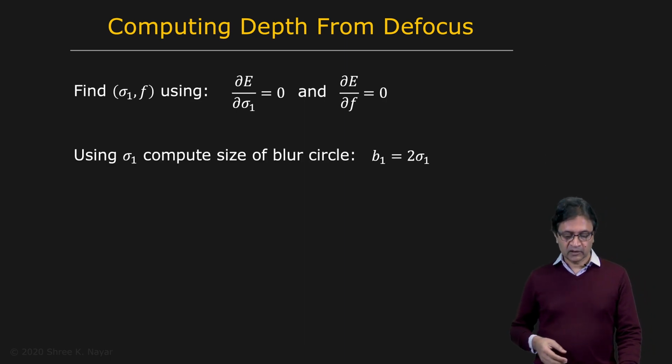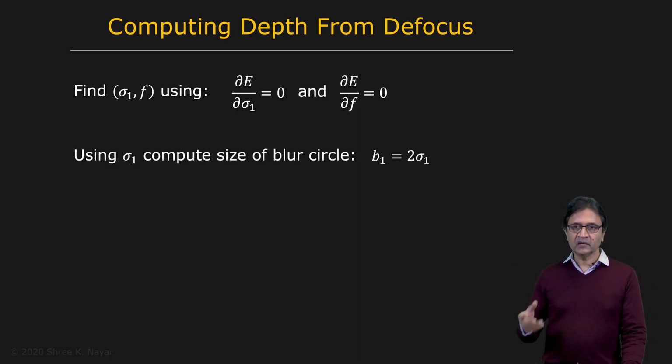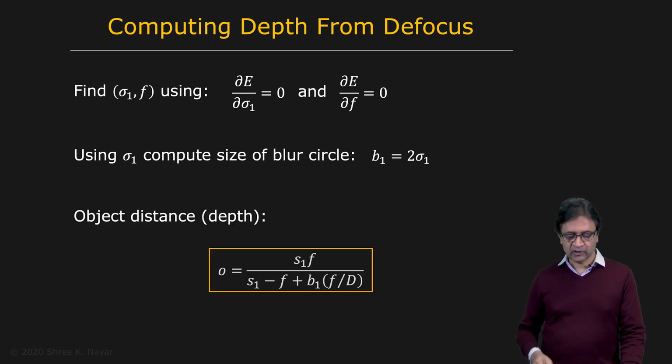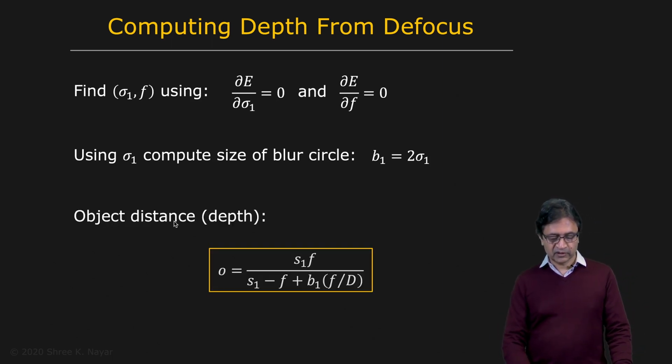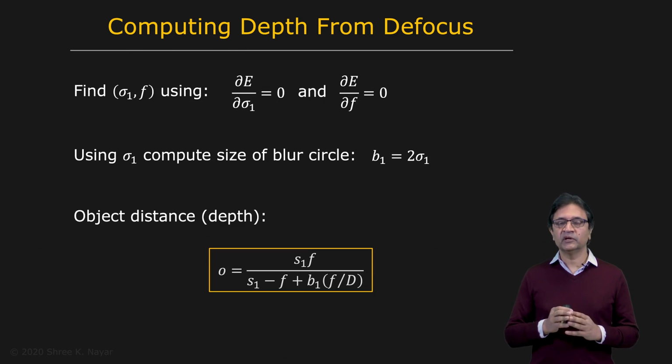And then we can compute sigma 1. And from sigma 1, we know that B1 is 2 times sigma 1. We plug that into our expression for object distance, which we discussed earlier, and you get the depth of the point in the scene. So what we've seen now is a way of recovering the three-dimensional structure of a scene from just two images taken under different focus settings.